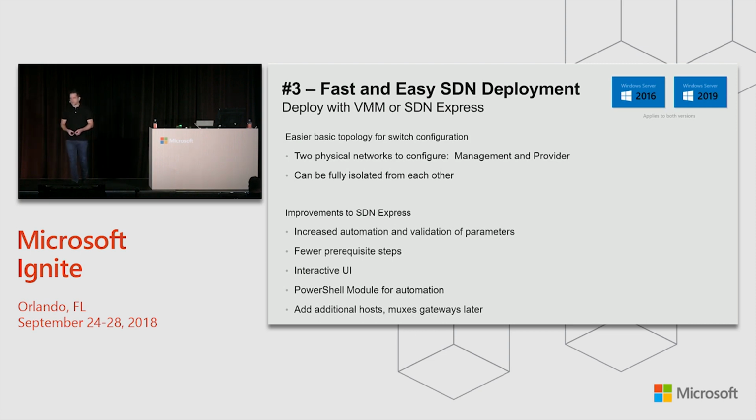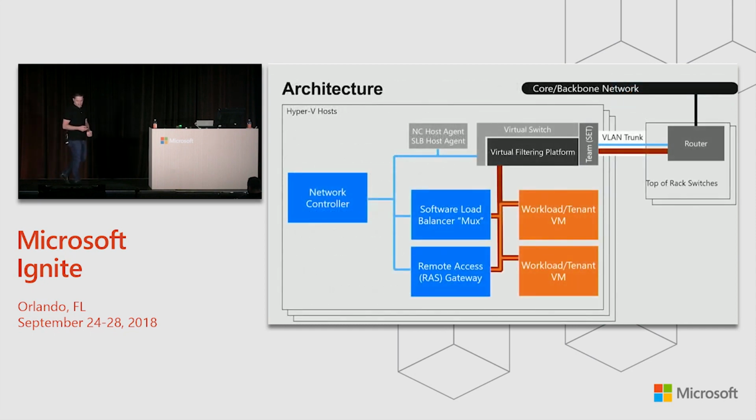We also made it so you can load it as a PowerShell module, so if you have your own automation for deployment, you can load SDN Express as a PowerShell module and then call these functions. There's an add SDN Express host function that'll add a new host to your controller. There's an add a MUX function that'll add a new MUX. All you have to do is deploy the VM, which we actually have a function for that too. And it'll go and create all these things.